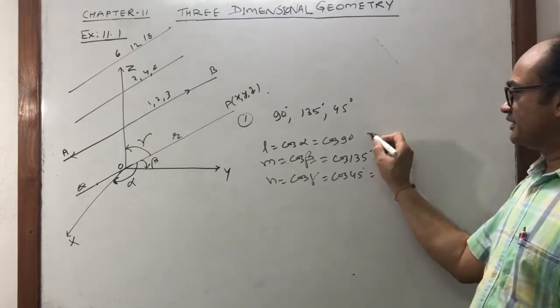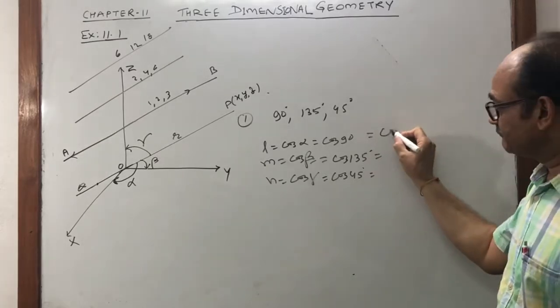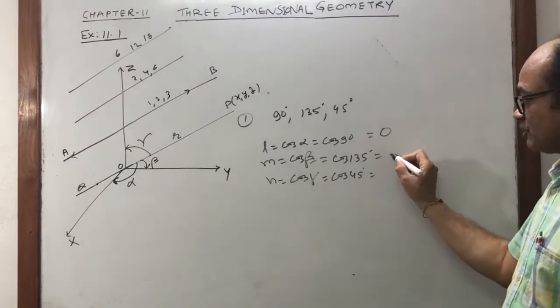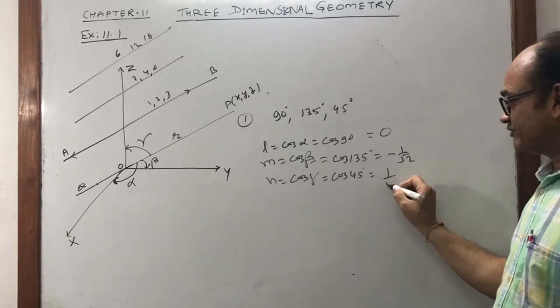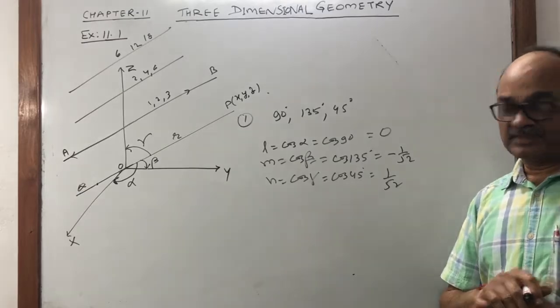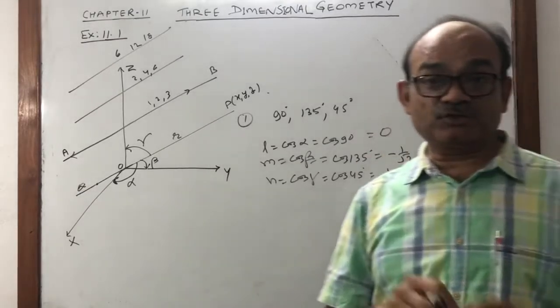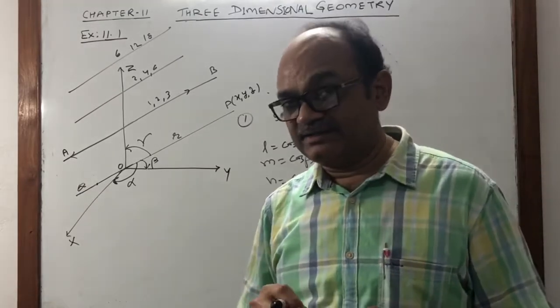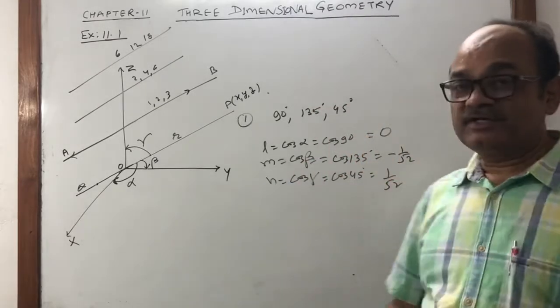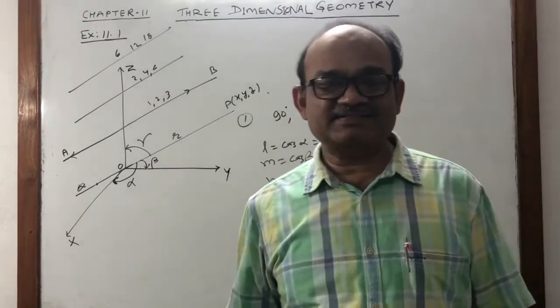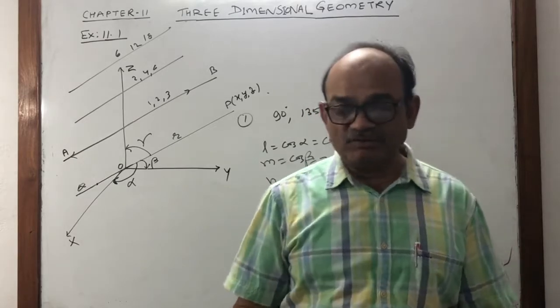Now you know each and every value. What is cos 90? 0. What is cos 135? Minus 1 by root 2. And what is cos 45? 1 by root 2. These are the values of direction cosines L, M and N. And if you want to check L square plus M square plus N square, if you are getting 1, your answer is correct.